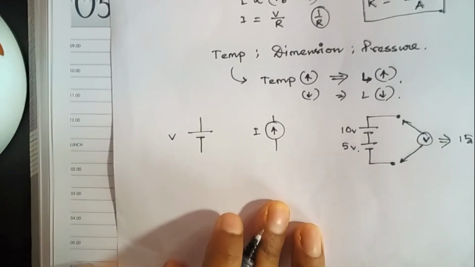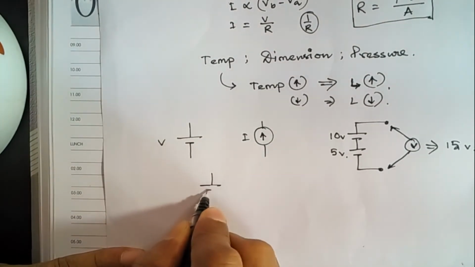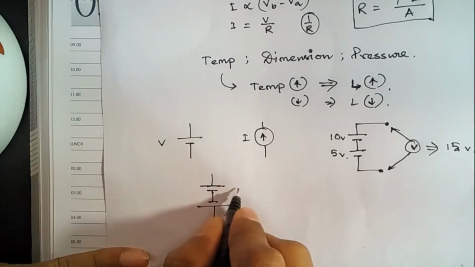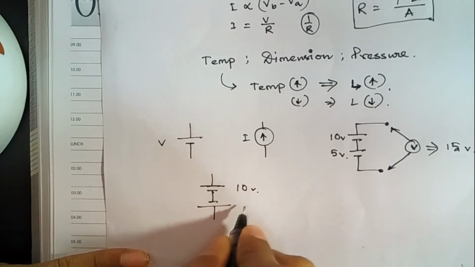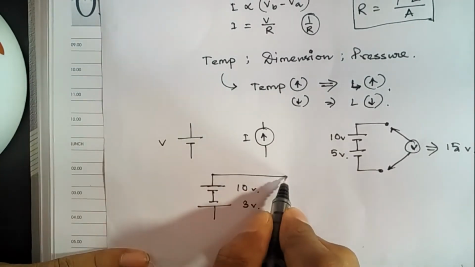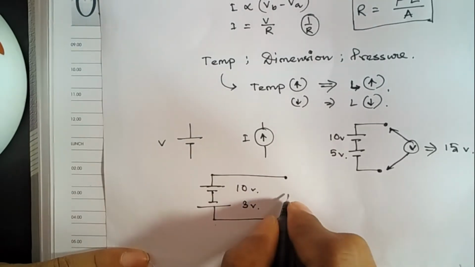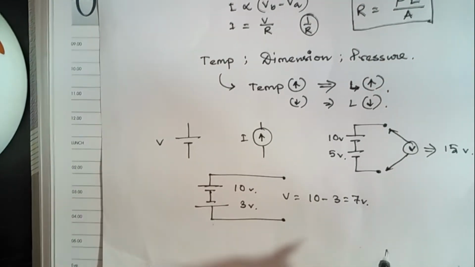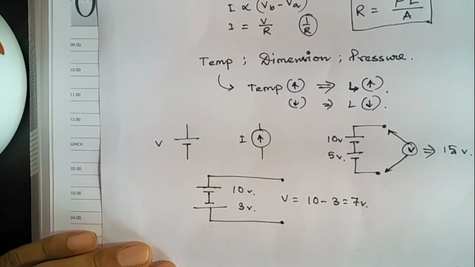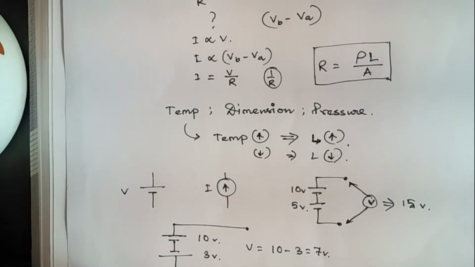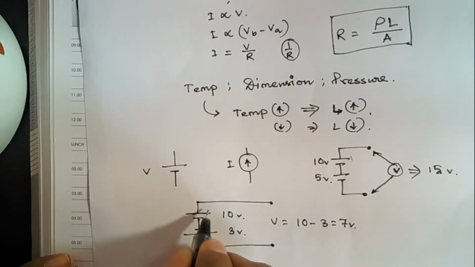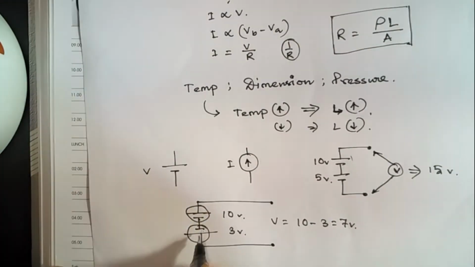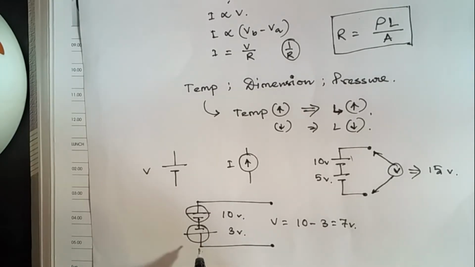If we connect a battery in this way, this is a battery and this is another one. This one is 5 volt and this one is 3 volt. Then the voltage will be 10 minus 3 equals 7 volt. Actually, these are known as cells. This one is a cell, this one is a cell, and if we connect more than one cell in series, then it's called a battery.